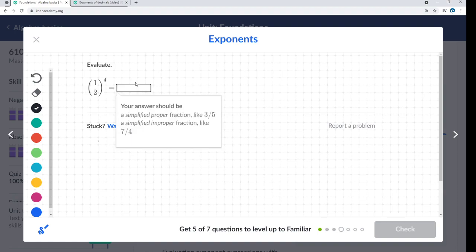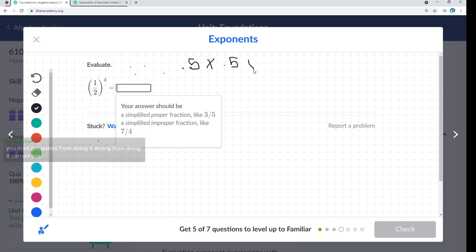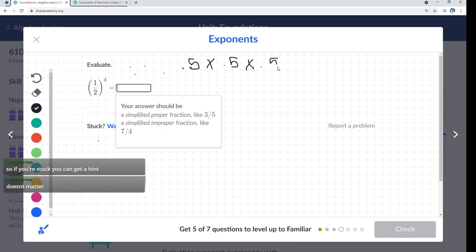Okay, so they're trying to trick me here. Okay, right. Your answer should be a simplified proper fraction, like 3/5. Oh crap. Okay, but maybe I can just convert this first and then convert it back to do the math, I'm guessing. So this would be like 0.5 times 0.5. Can I do that? I'm pretty sure I can do that.